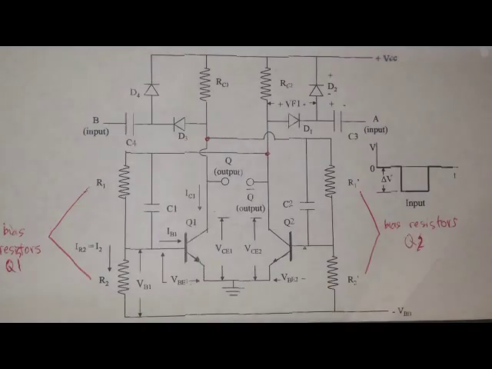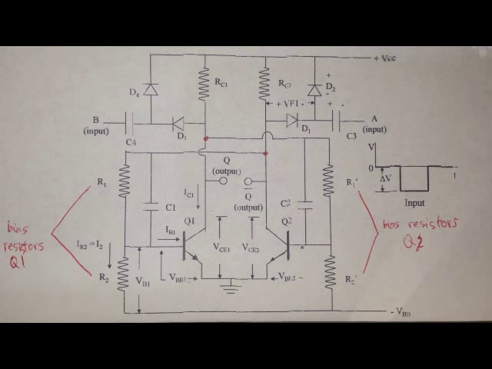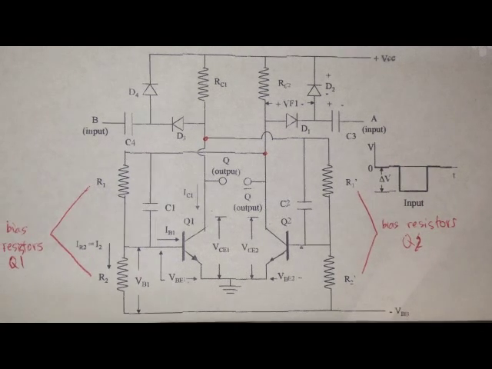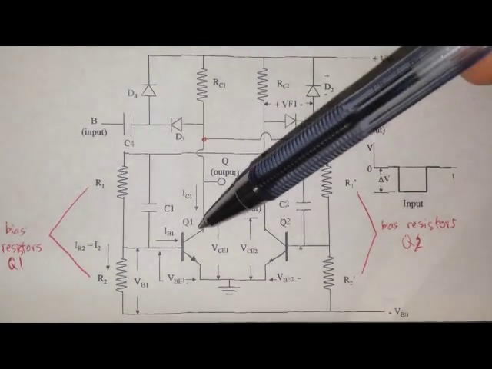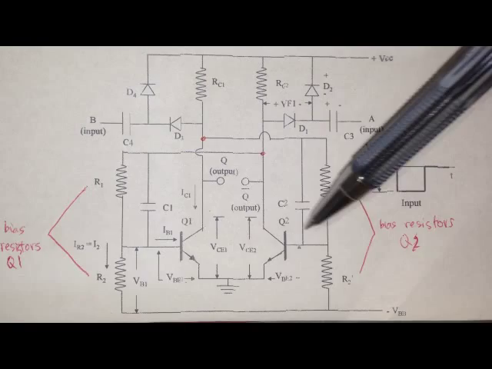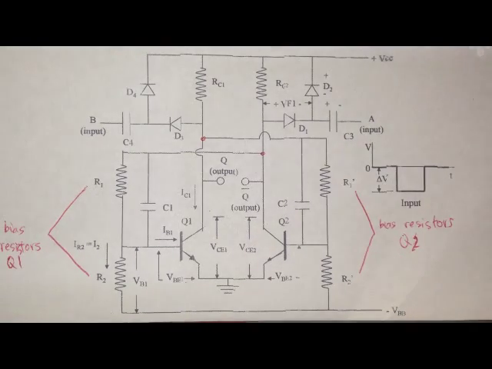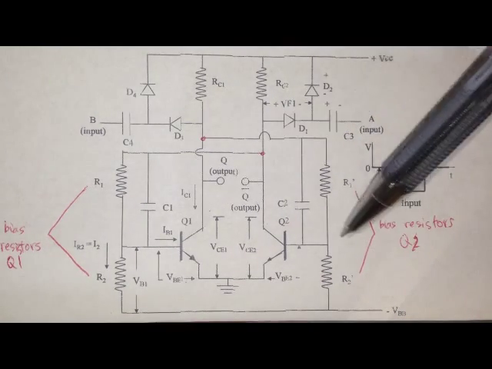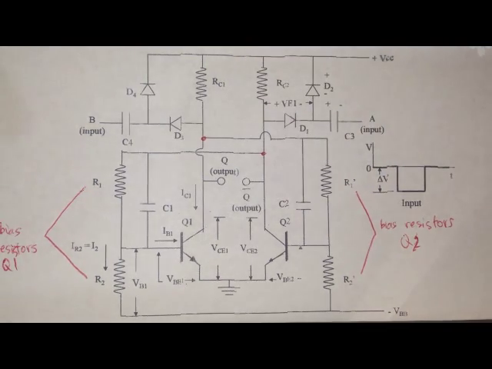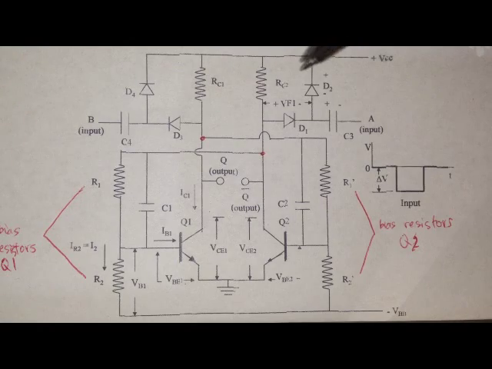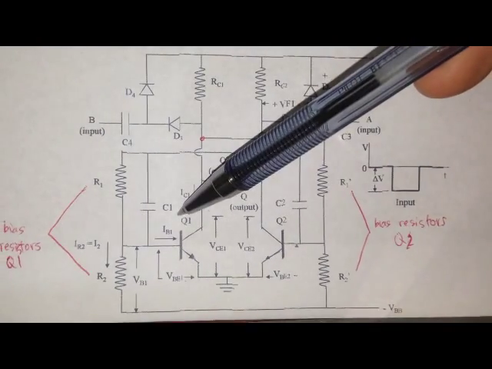Let us now move further and discuss the circuit operation and its switching theories. This is the circuit of a bistable multivibrator. It is a transistor collector coupled bistable multivibrator. This is transistor Q1 and this is transistor Q2. When Q1 is on, Q2 is off, and it acts simultaneously vice versa. When Q2 is on, Q1 is off.